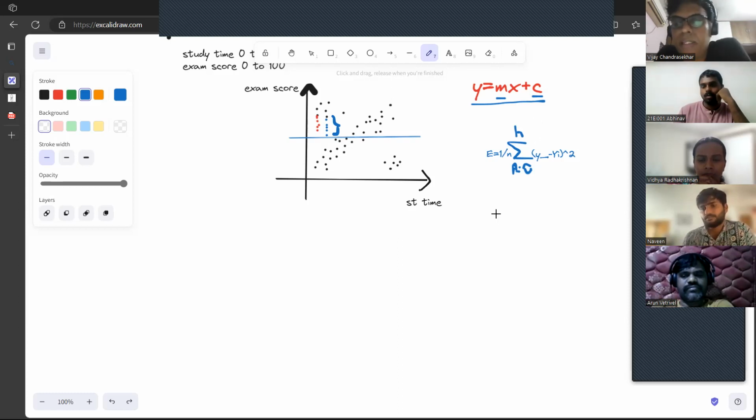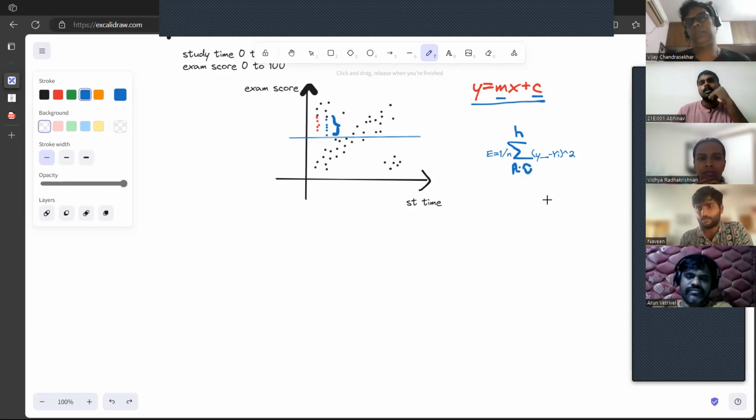Did others understand? Basically, your question is why x is not a part of our loss function. Right, correct. But technically it is. Oh, I think you want it from him. Yeah, sure.